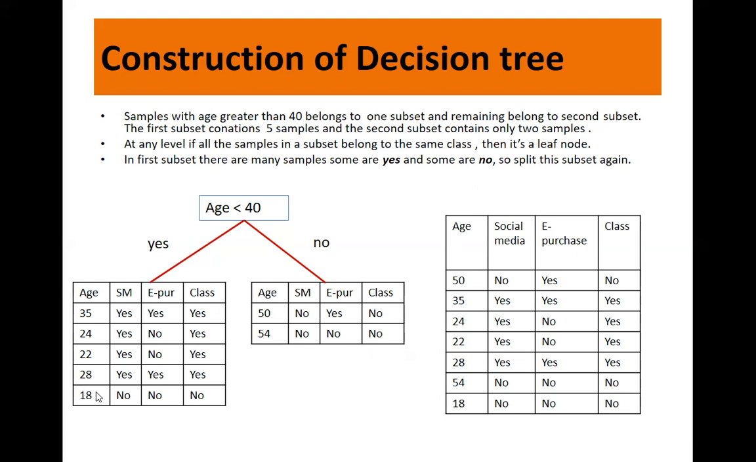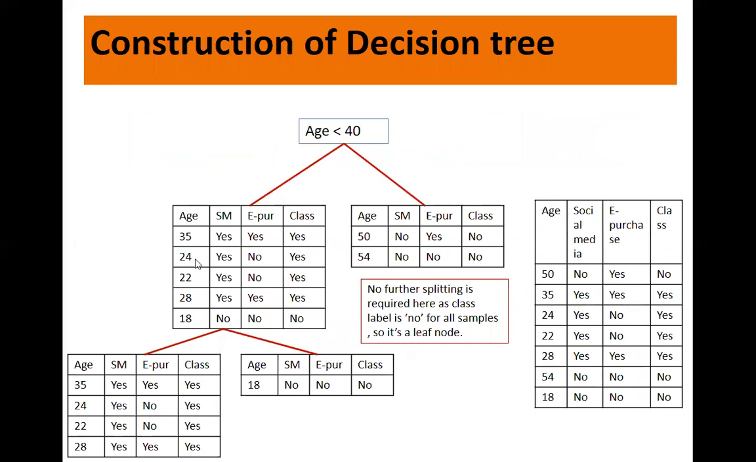But if you look at subset 1, it has yes as well as no. So this node needs to be split again. To split this node, we'll use the next attribute, that is social media, right? So we'll be using this social media attribute to split this node. Again, if you look at social media, this is yes, yes, yes, and this one no. Fine. So divide it accordingly, yes and no. Now check the class label here. You see all the samples have the same class label, that is yes. And here the class label is no.